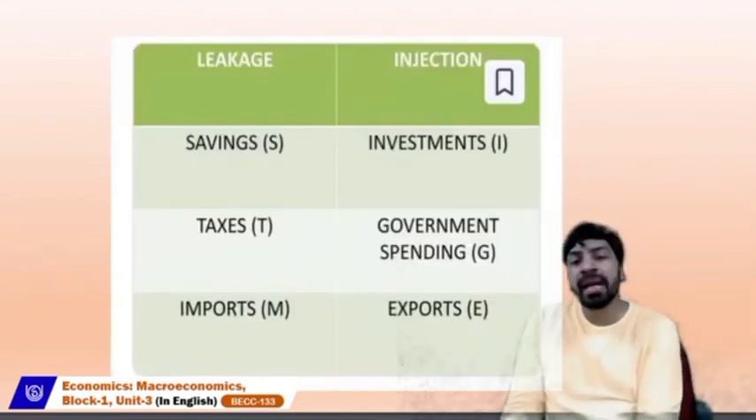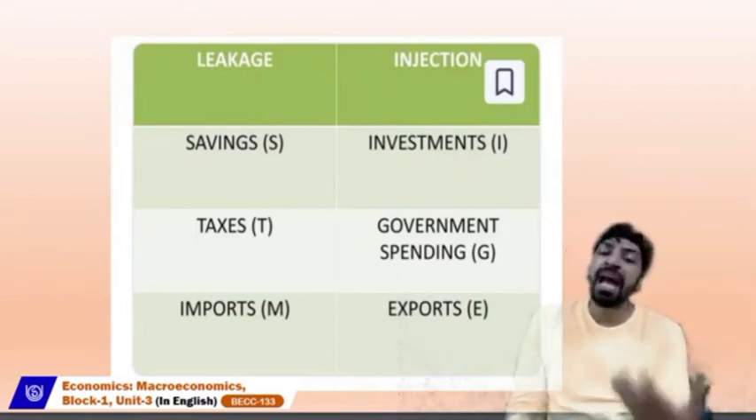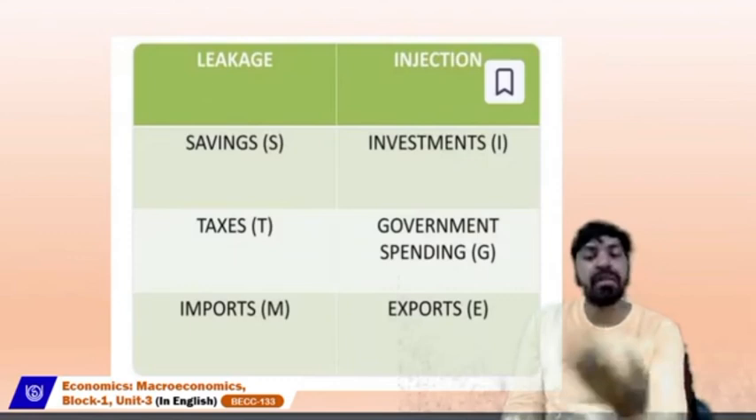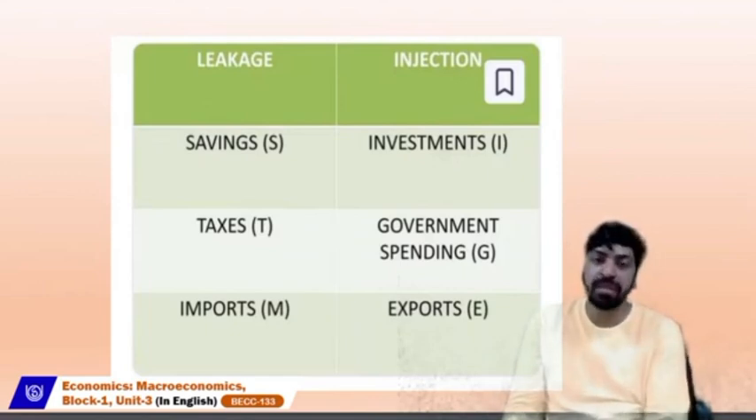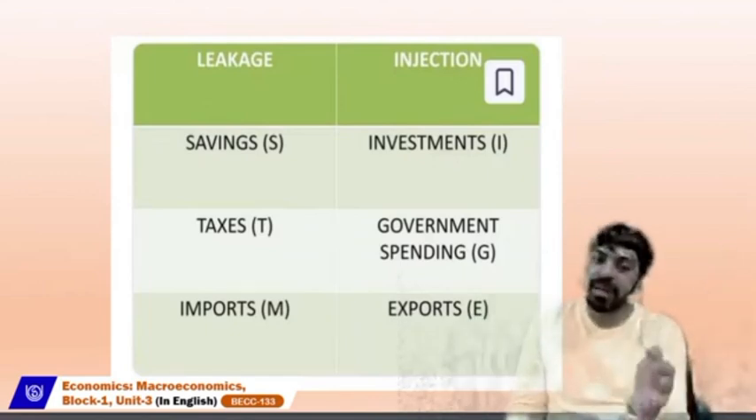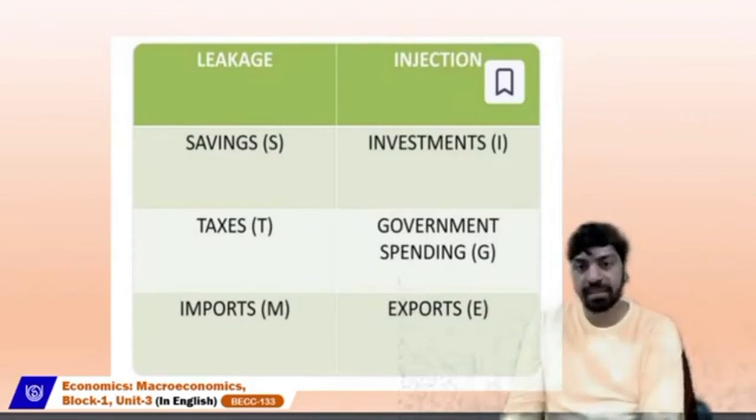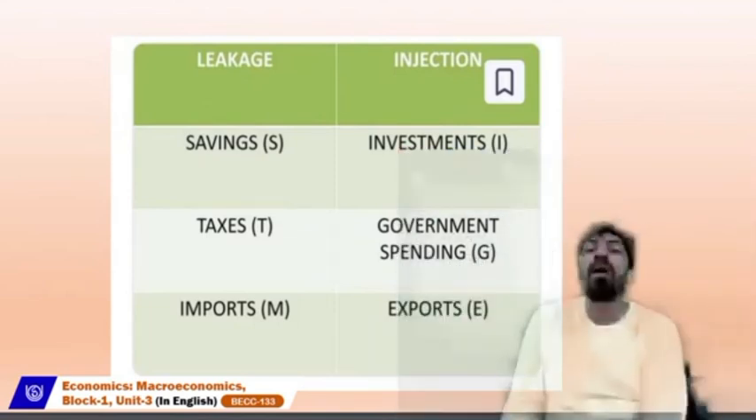Leakage means our savings are used, we pay taxes and our money goes, and there are imports. Imports means we demand goods from various countries. So automatically there is a withdrawal of money in these three cases. But when we talk about injection, we are talking about the introduction of money: investments, government spending and exports.